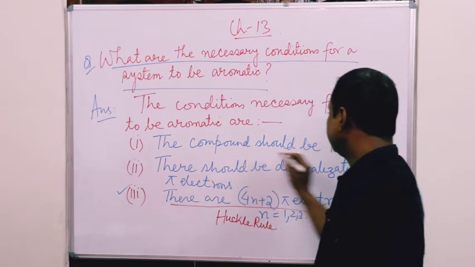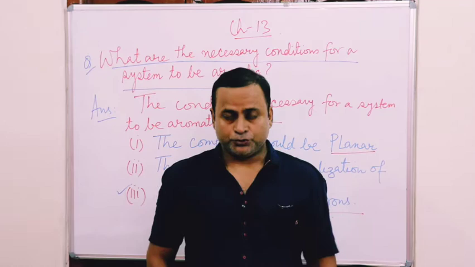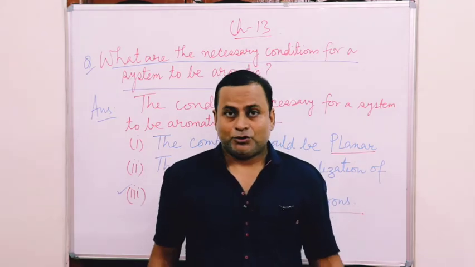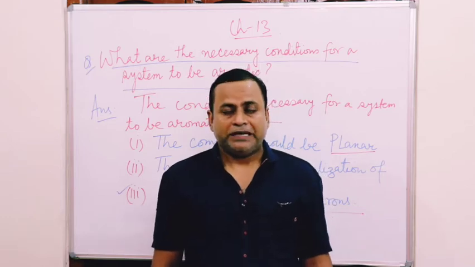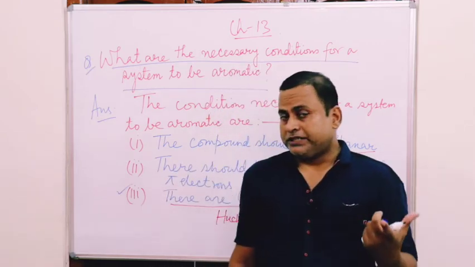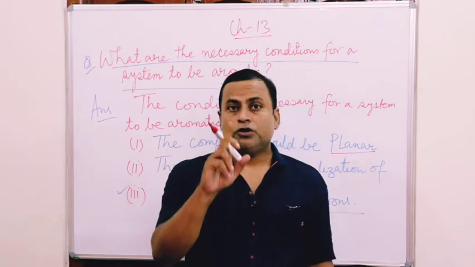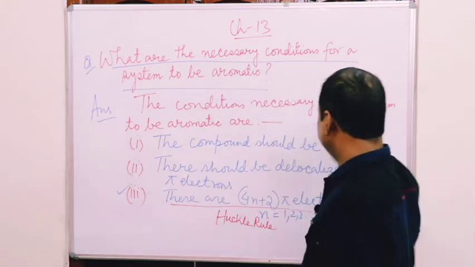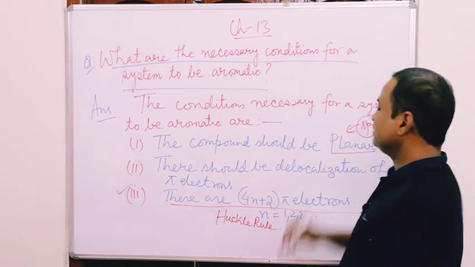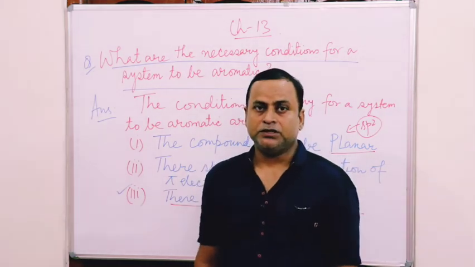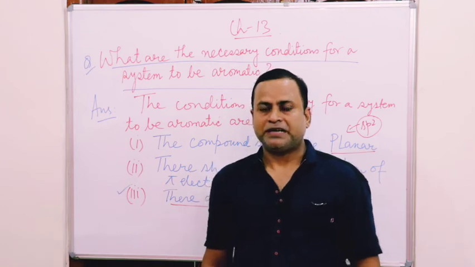First, what? The compound should be planar. Planar means it should lie in one plane, but we cannot see whether it is lying in one plane or not. So there is a trick to determine planarity of a molecule. The molecule should be sp2 hybridized. You try to find out whether the carbon atoms linked in the compound are sp2 hybridized or not. If it is sp2 hybridized, it will be planar.